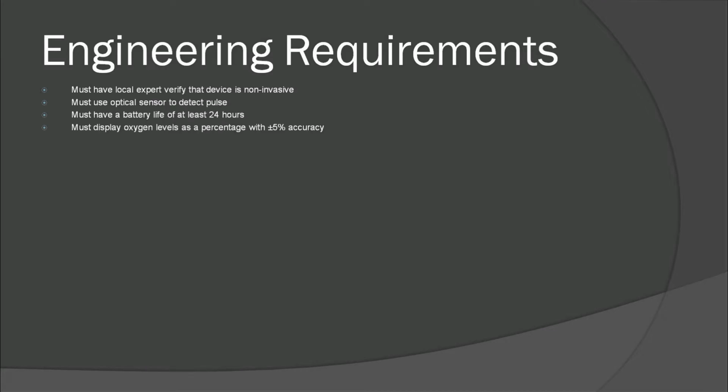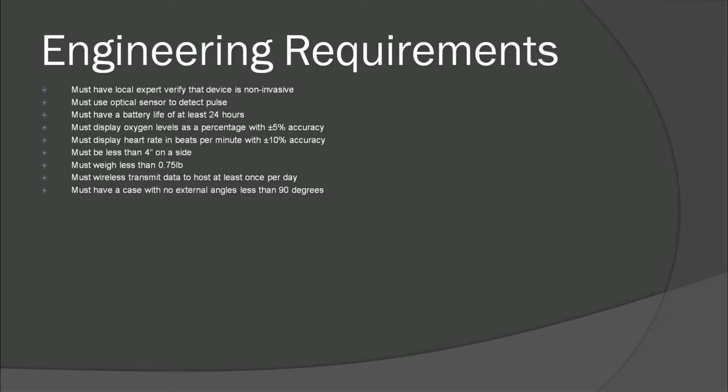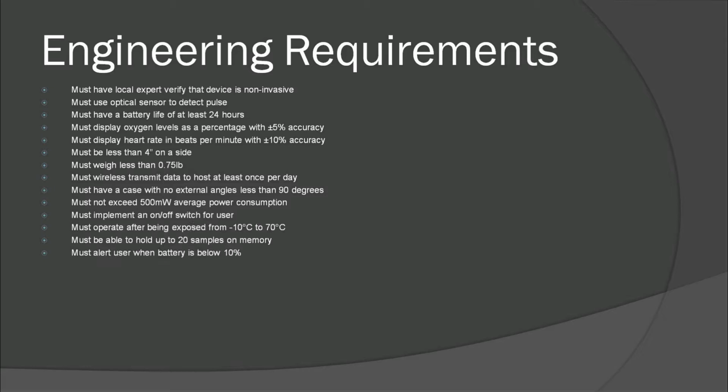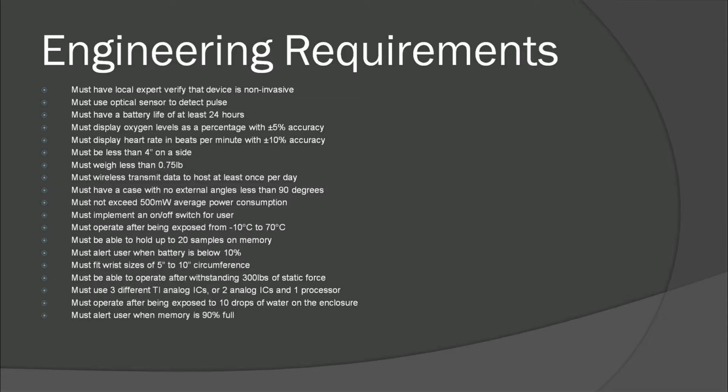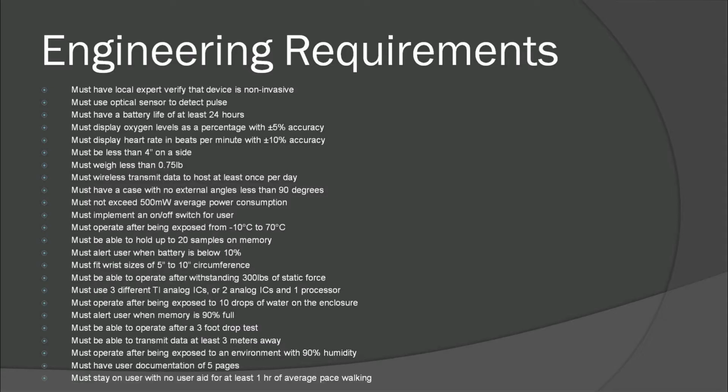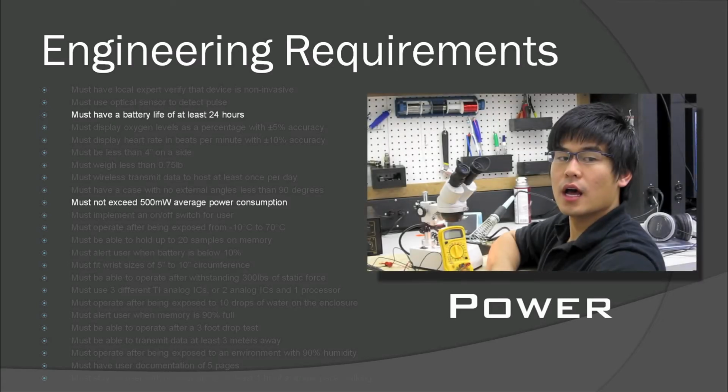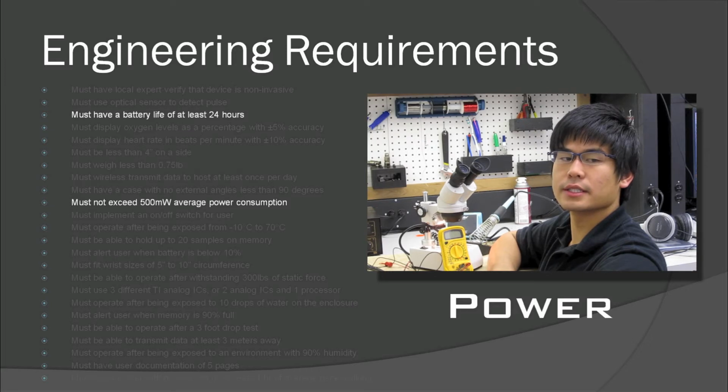This is the current list of engineering requirements for our project. In this list, the selected requirements focus on two main areas of the system: power and enclosure. The following are two important requirements relevant to power consumption. Must have a battery life of at least 24 hours and must not exceed 500 milliwatts average power consumption. The challenge to these requirements is that they cause design constraints, having a limit on the amount of power required for the system to run on low-power devices.